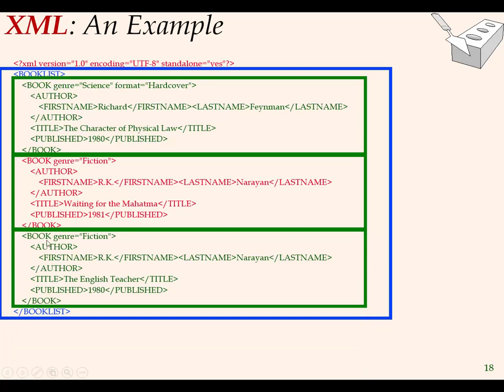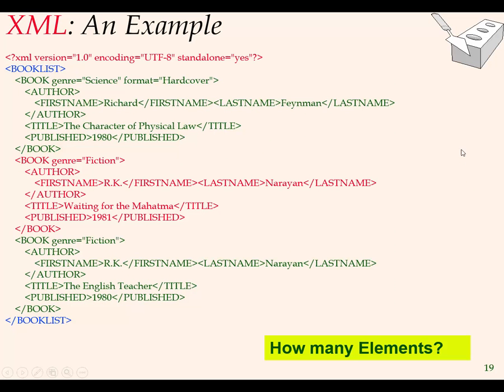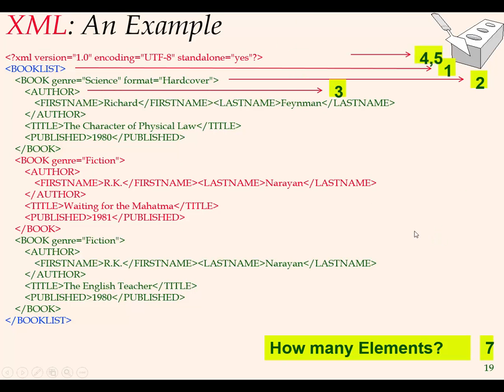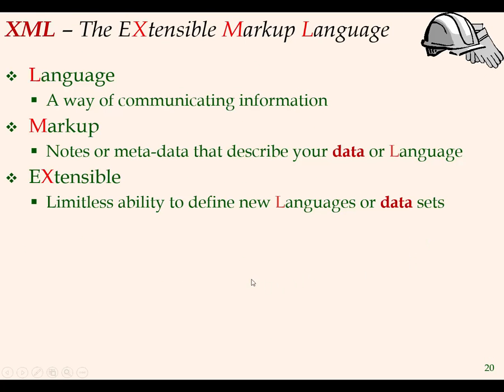In this example, I have a book list, and that's the end. Here is a book, here is another book, and here's another book. Here is author, and that's the end of author. It contains another element, first name. Please note that the data is in between the begin and end. If you count how many elements we have in this XML, it's 1, 2, 3, 4, 5, 6, 7. Indentation helps in figuring out how many elements you have. So here's the book list, the author, the first name, last name, the title, published, up to 7.